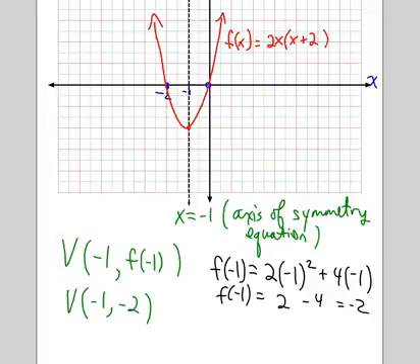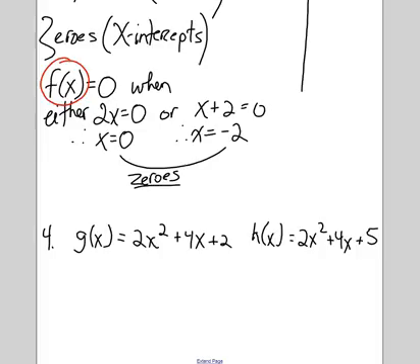Okay, so factoring can be very useful in determining the vertex, which in this case would be a minimum, obviously. The leading coefficient in our function equation is a positive number. Now we direct our attention to question number 4.